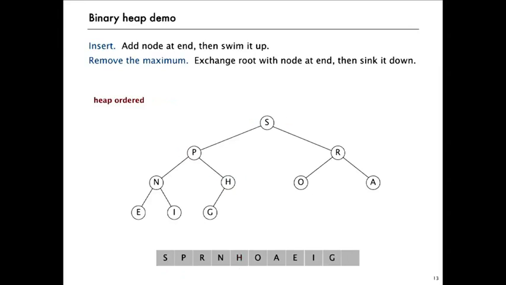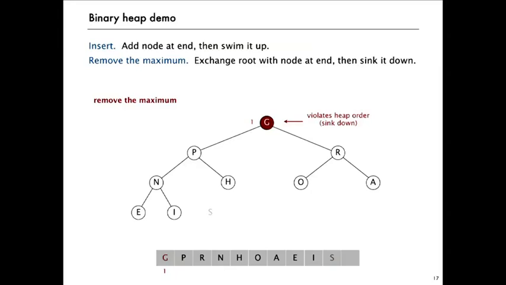We've removed the maximum, and we still have our data structure heap ordered, and our n keys stored in the first n positions in the array. Let's remove the maximum again. Again, we take it out by exchanging, this time G with the root, and then decrease the size of the heap by 1, just take that out.